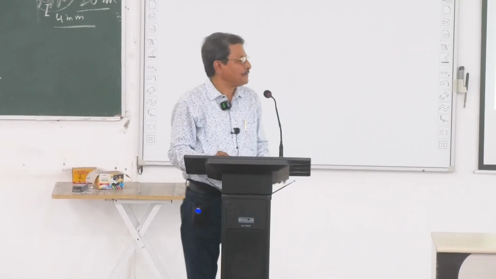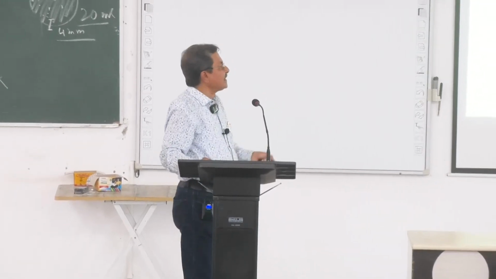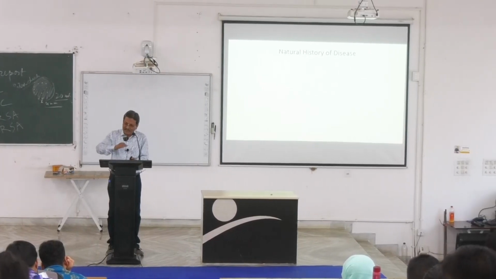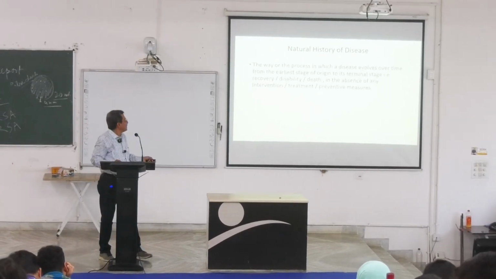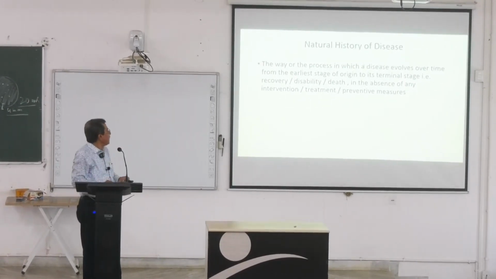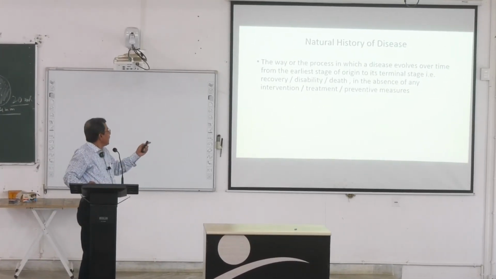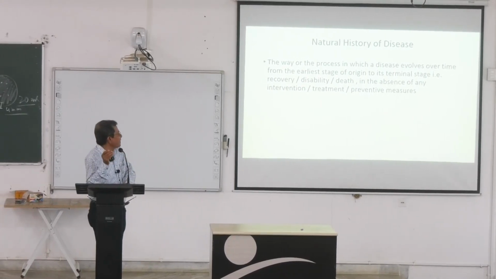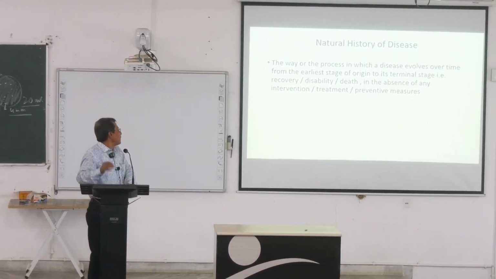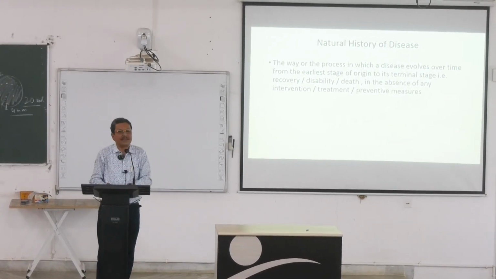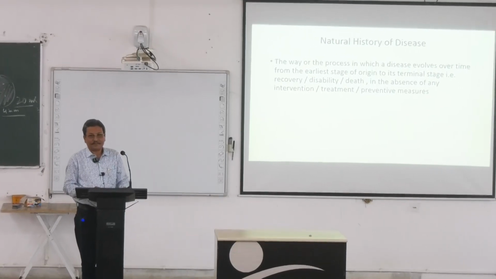Okay. Now coming to the natural history of disease, we know why disease occurs. Now if disease occurs, how does the disease progress? This is very important. So natural history of the disease means the way or the process in which the disease evolves from the earliest stage of origin, that is genesis, to its terminal stage, that may be recovery, disability, death, in the absence of intervention, treatment or preventive measures.